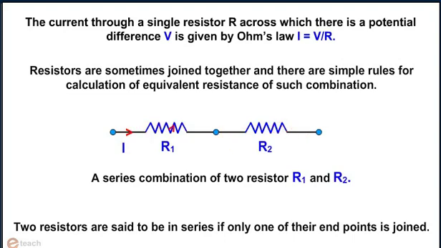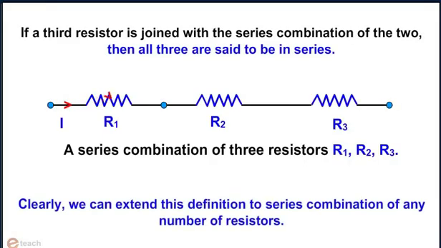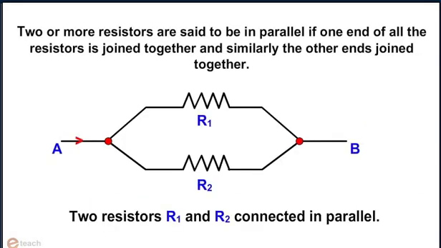Two resistors are said to be in series if only one endpoint is joined. We can now join one more resistor with the series combination of the two. Then all three are said to be in series. This definition can be extended to any number of resistors in series. Two or more resistors are said to be in parallel if one end of all the resistors are joined together and similarly the other ends joined together.